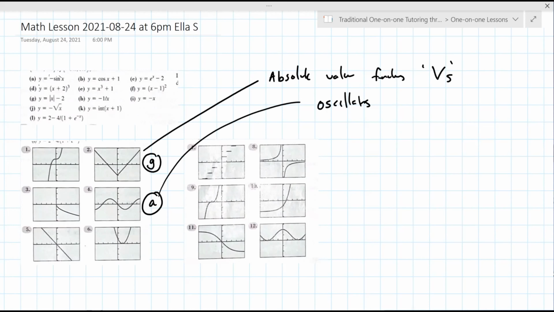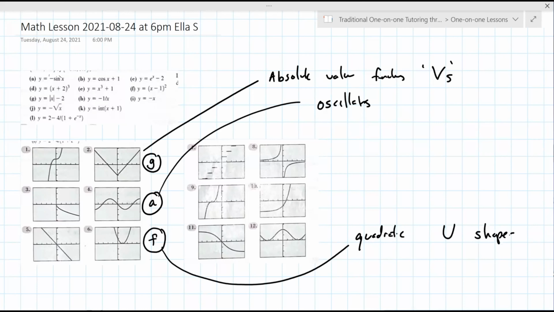Number six here. So number six is this graph here. This is a U-shaped graph. Mm-hmm. So that's some sort of quadratic. So like the list here can be a little overwhelming. It looks like it could be F. And that's the only one that it could be. Yeah. So this is a quadratic. It's the U-shaped. Mm-hmm. And so on.